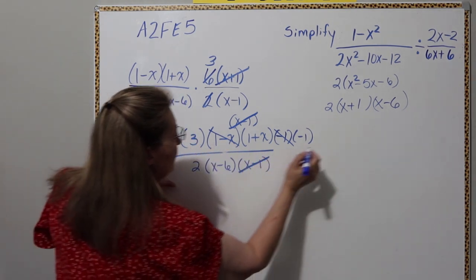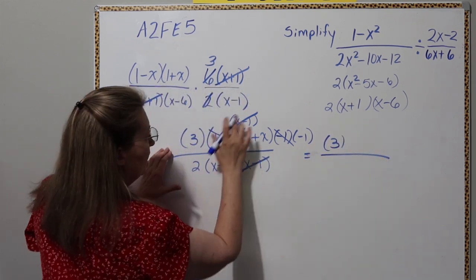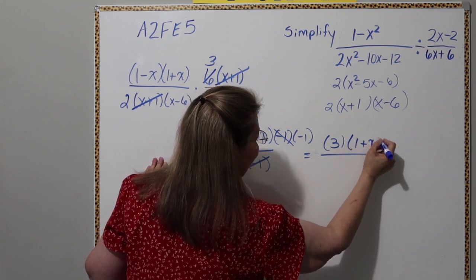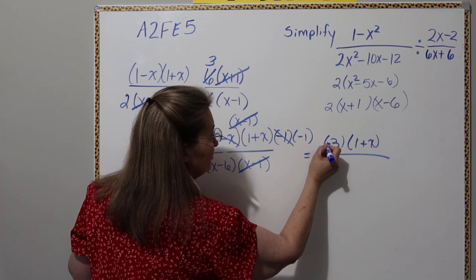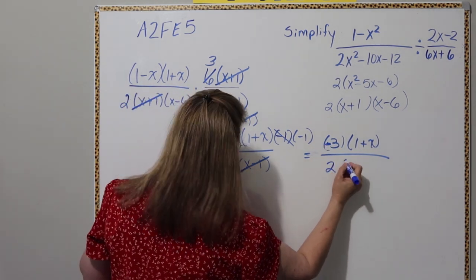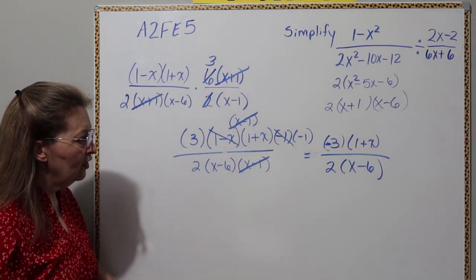Alright, I have a 3. That's an equal sign. And I have my 1 plus x. I also have this -1. You can go ahead and multiply that times the 3 to combine it. Then down here I have 2 times x minus 6. So, a little bit of a trick there.